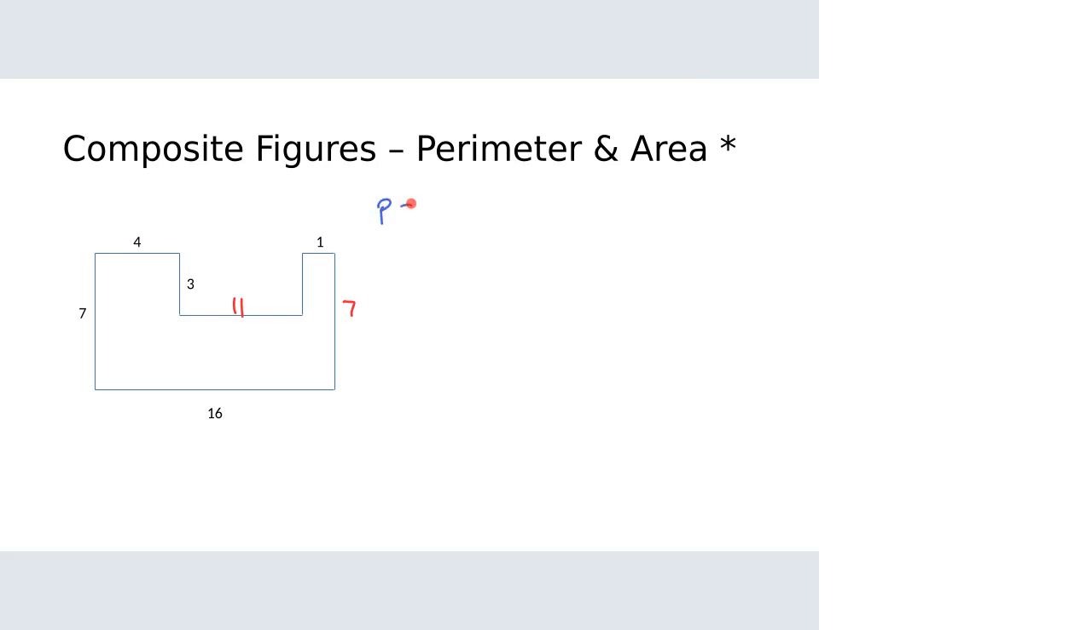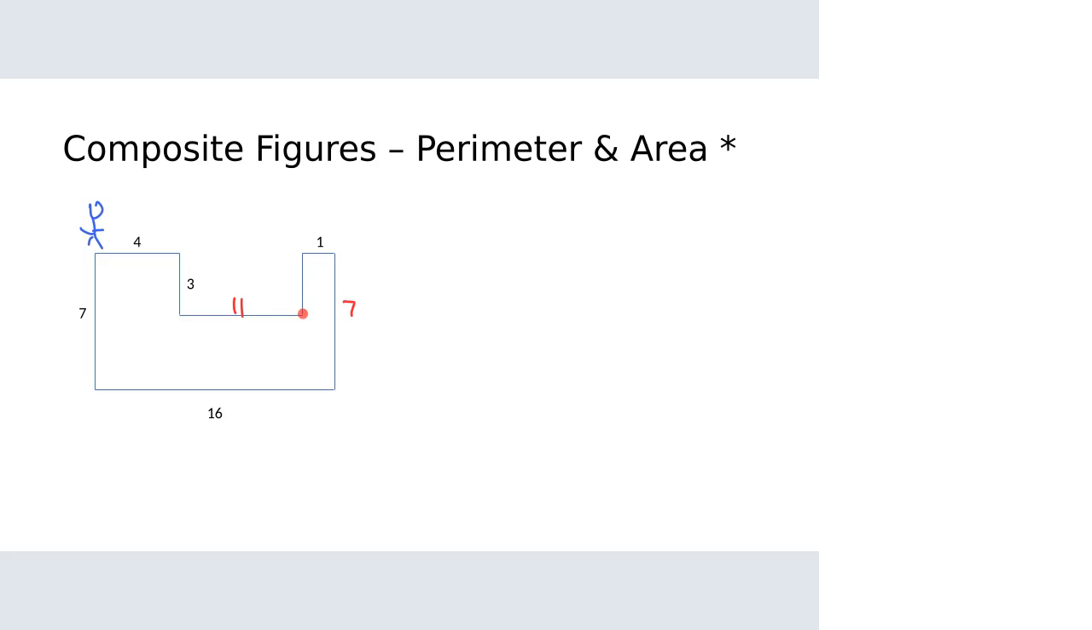Our perimeter here, and it doesn't matter where you start, just make sure you don't count anything twice and make sure you count all the sides. So I'm going to start there, and this will be 4 plus 3 plus 11 plus 1 plus 7 plus 16 plus 7. All right, let's see what that gives us. 4 plus 3 plus 11 plus 1 plus 7 plus 16 plus 7 is, oh, I'm totally missing one. Thanks, Lorraine. See there? That's exactly what I said. Make sure you don't miss any.